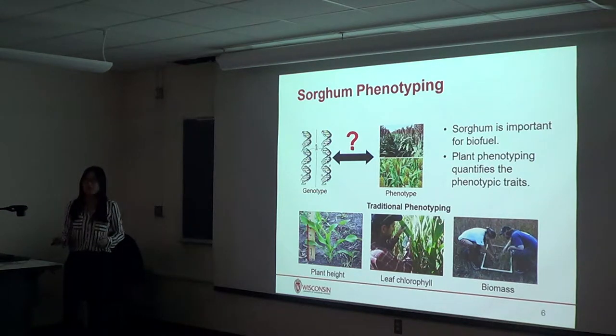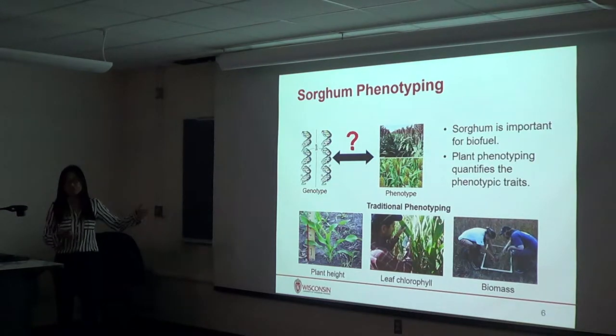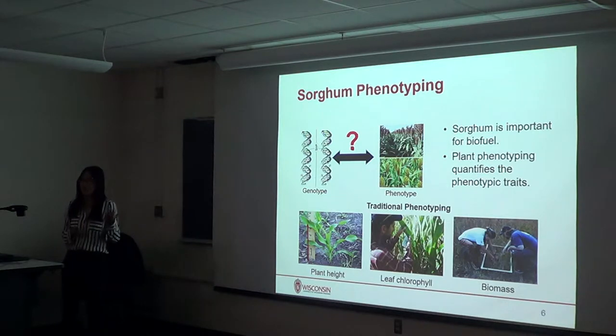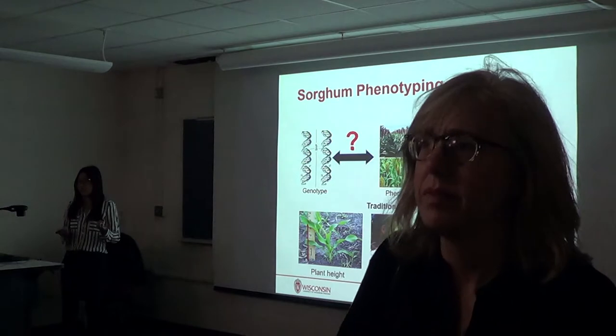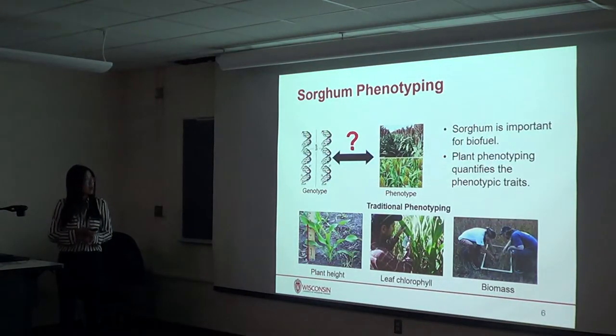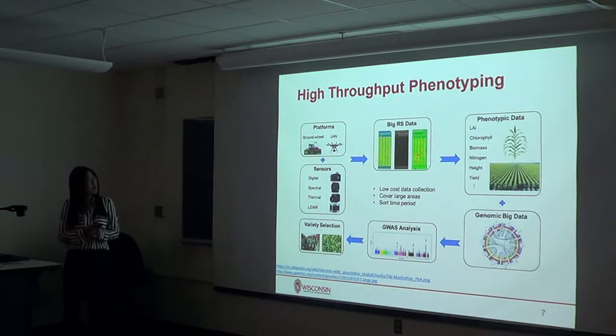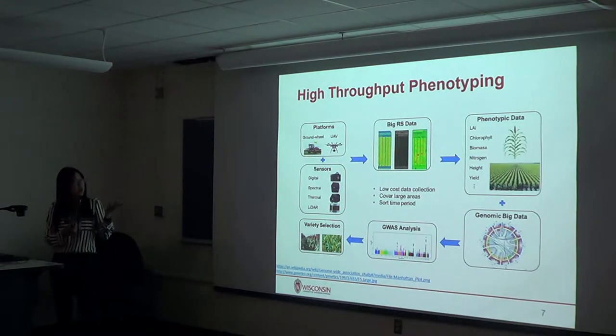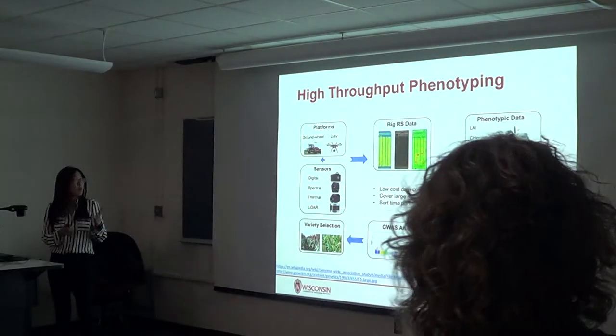We can send a bunch of people to the field to collect different phenotypes using hand measurements, like plant height, leaf chlorophyll content, yield biomass, and other interesting agronomic traits. But we know this is very time consuming and labor intensive. Then recently, this high-throughput imaging-based phenotyping approach has become very popular.